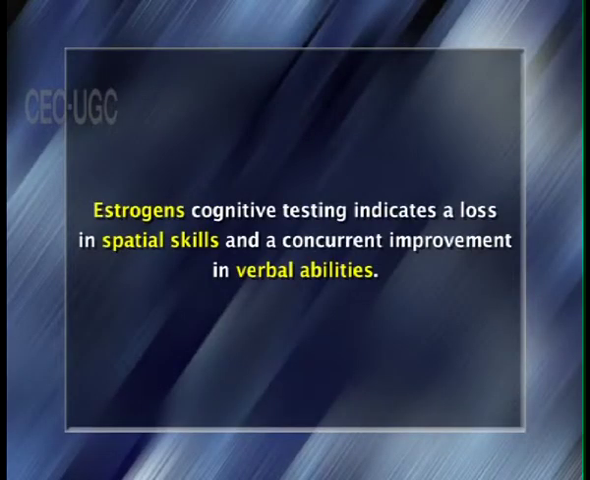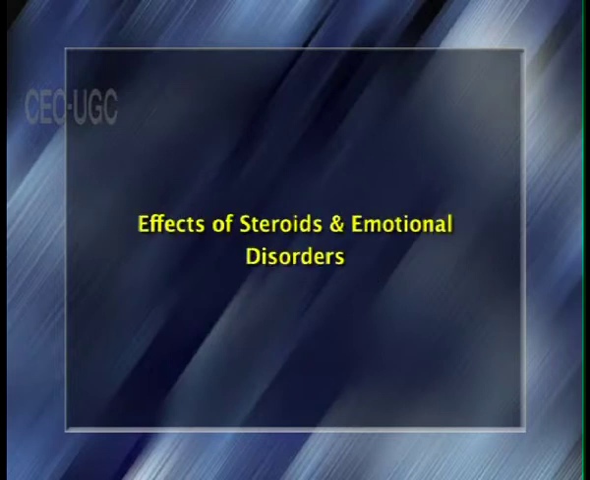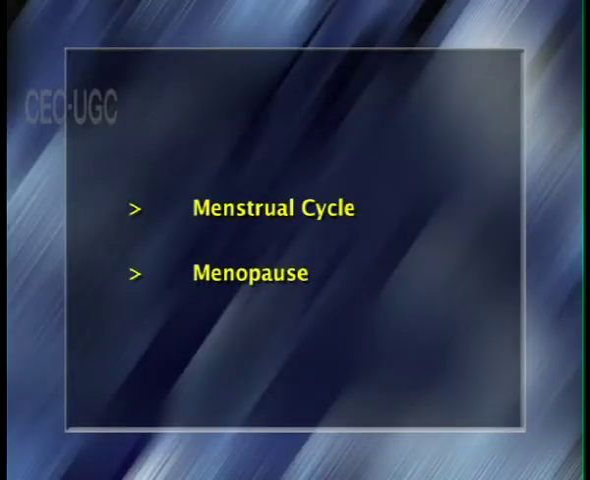Conversely, when men are given estrogens, cognitive testing indicates a loss in the spatial skills and a concurrent improvement in verbal abilities. Next is the effect of steroids and their impact on emotional balances. A variety of kinds of evidence have linked emotional behavior to hormones. Two conditions, the menstrual cycle and the menopause, have been the focus of a great deal of research on human behavior.